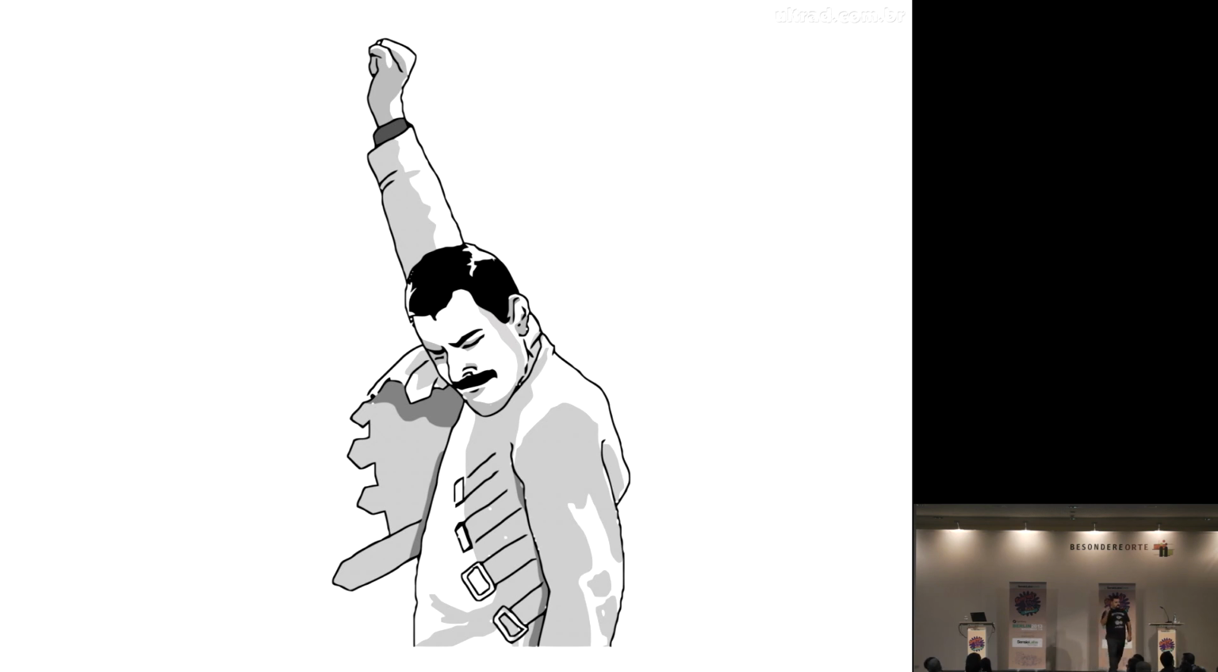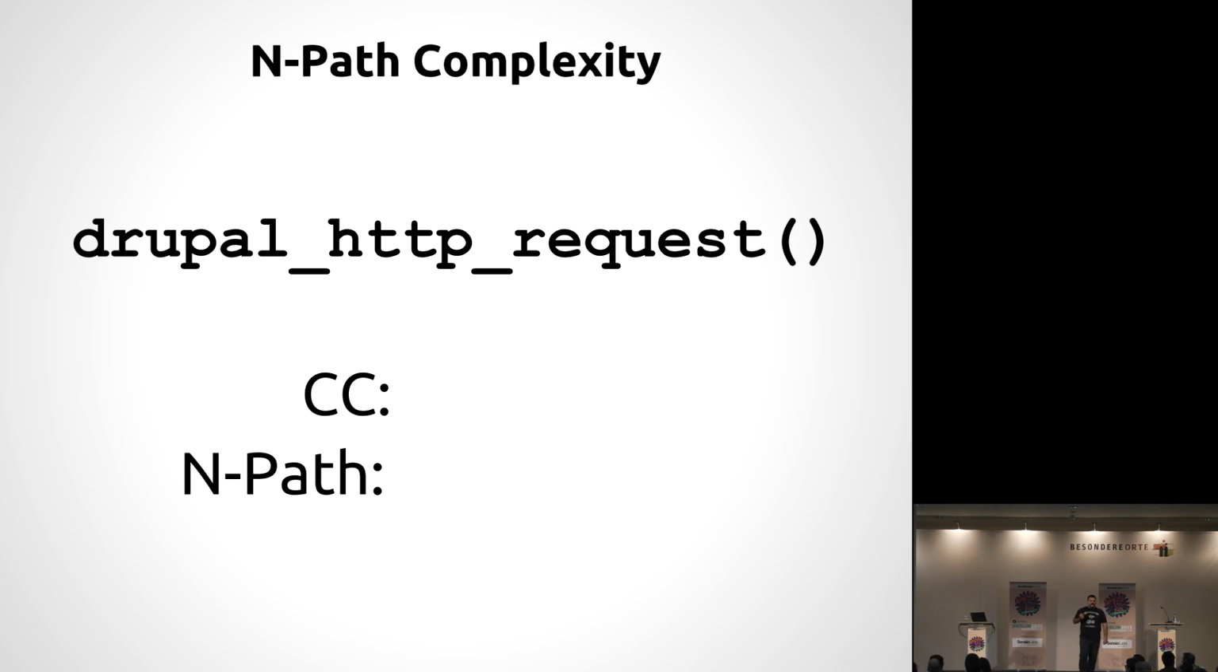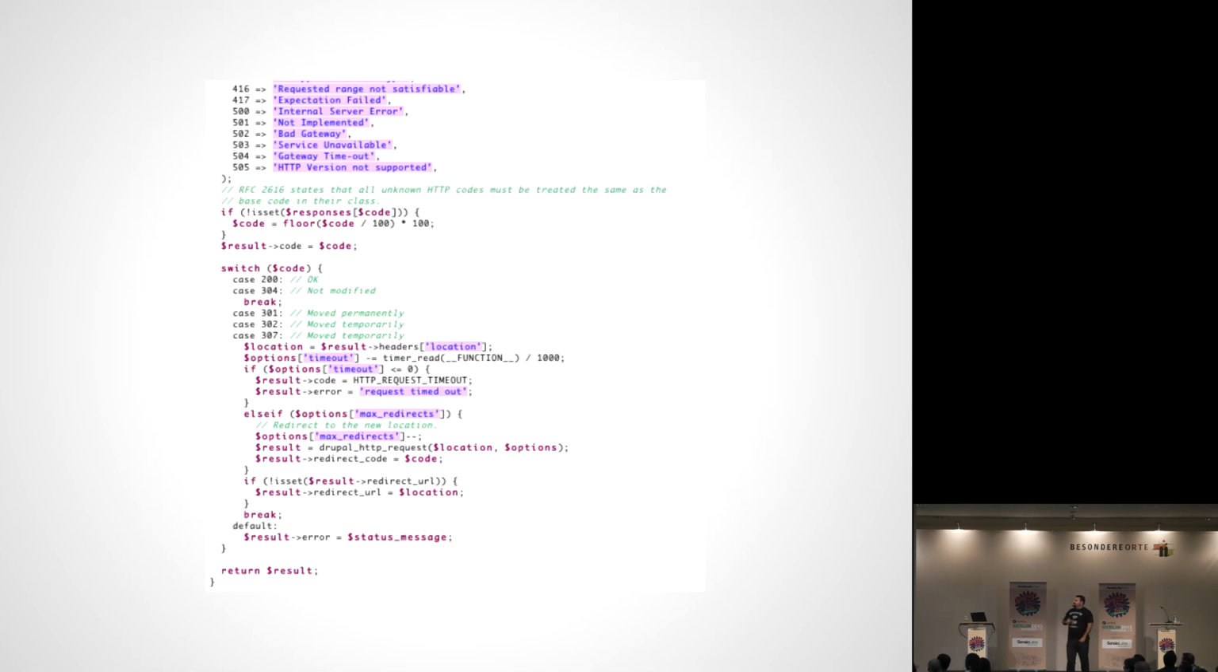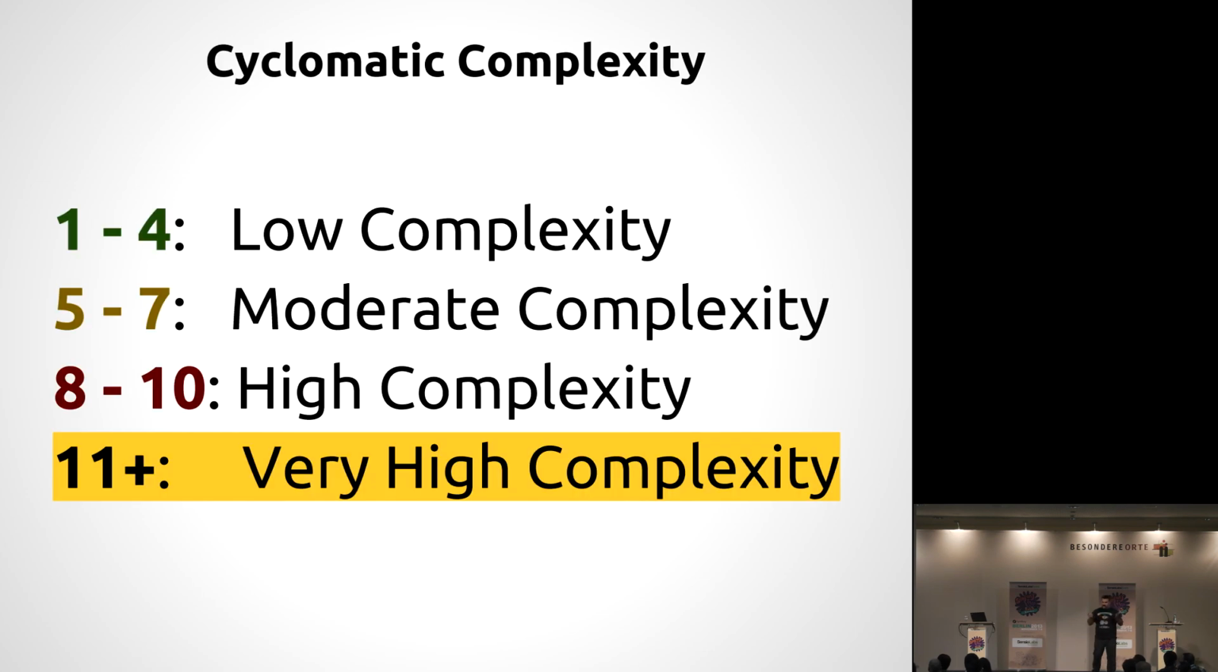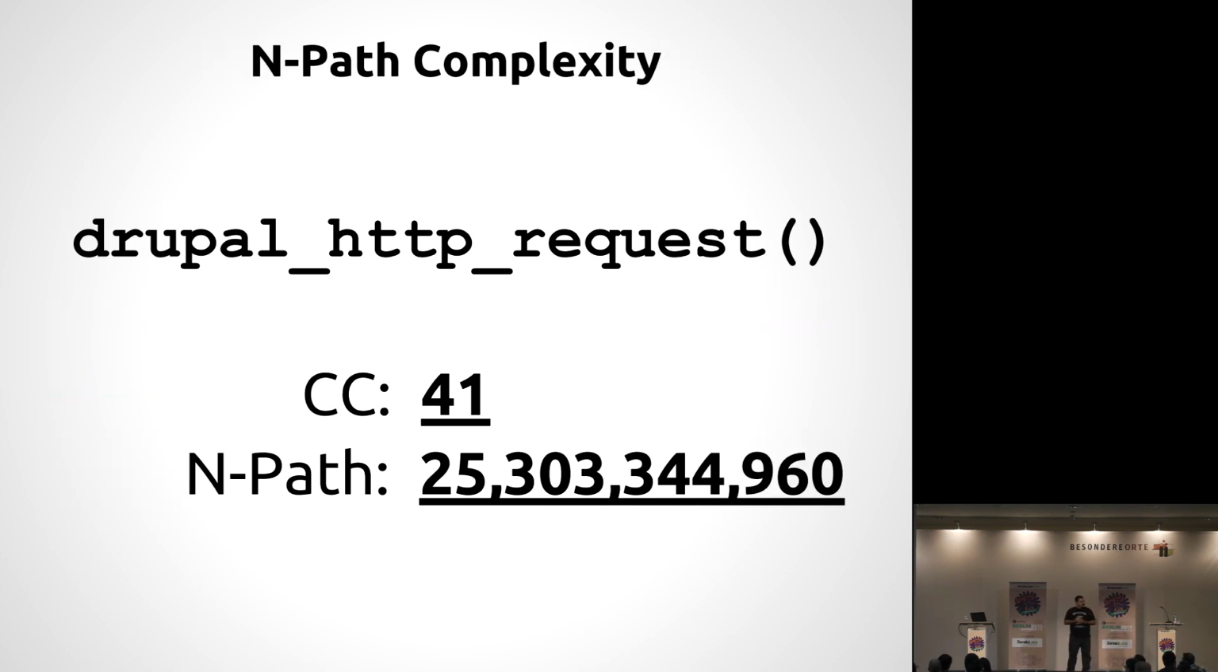Unfortunately, Drupal also has some not winning code. There's a function called drupal_http_request. And let me show you the code. So it's a big file, right? It's like 80 lines, 100 lines, give or take. Cyclomatic complexity of 41. End-path, which is very high complexity. Okay, nothing new there. End-path complexity of 25 billion. So 25 billion tests.